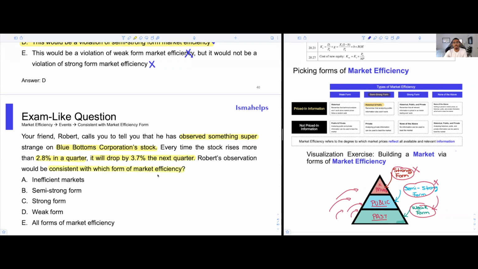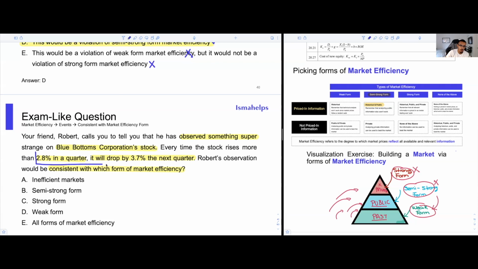Okay, this is interesting. And we'll take a step back once again. Robert is not telling you to buy a stock or to do whatever with a stock, but he's definitely giving you an observation, okay? And that observation may have some sort of implication on the type of market we're dealing with. So here they're telling you that if the stock of Blue Bottoms Corporation increases in one quarter, the next quarter it will decrease by a specific amount, okay? So that's interesting. And we're going to try to put this in a funnel.